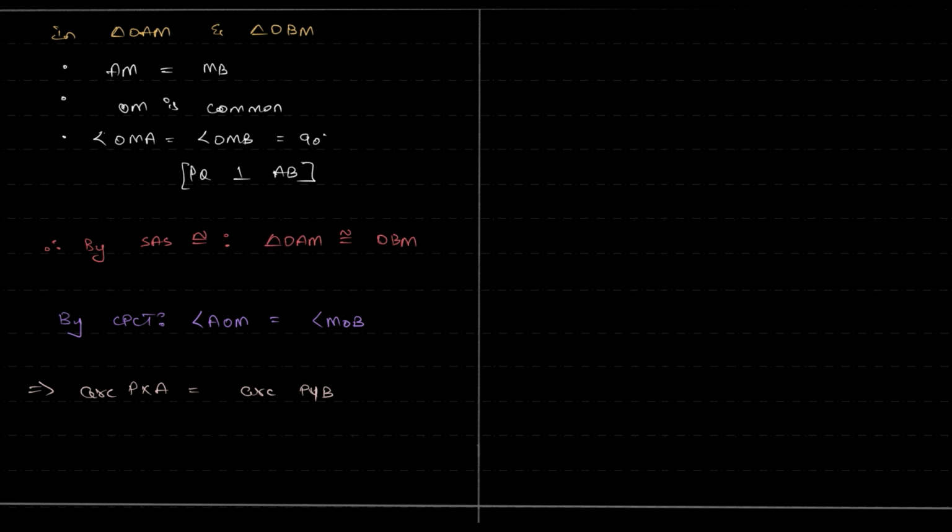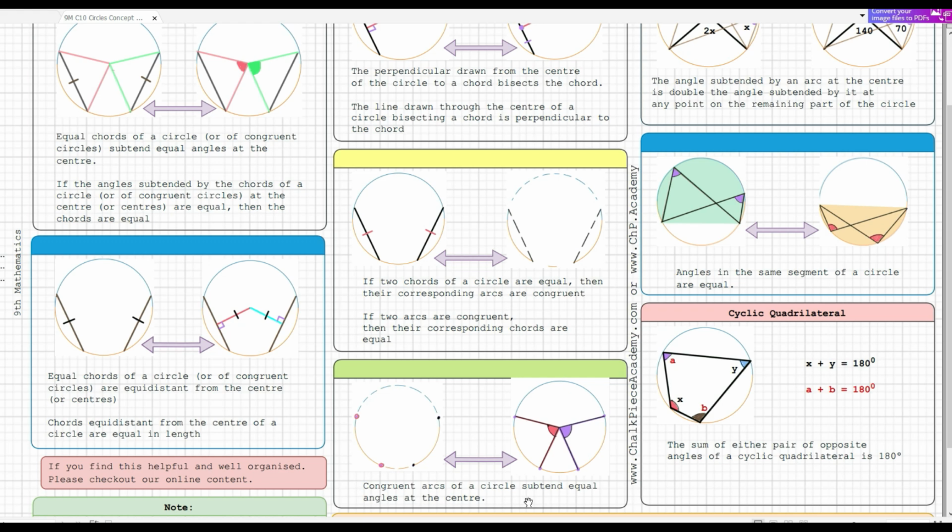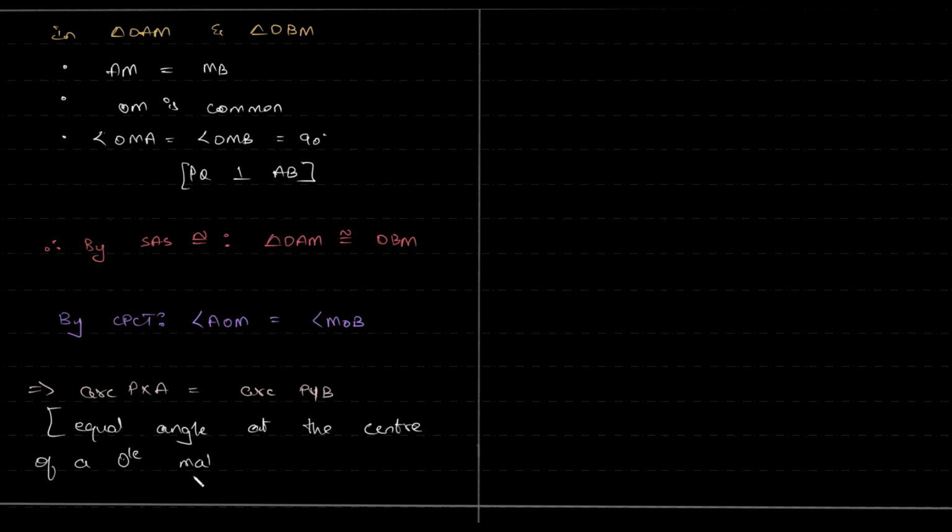What else do we need to talk about? The reasoning. Equal angles at the center of a circle have equal arc length. So that would be our answer.